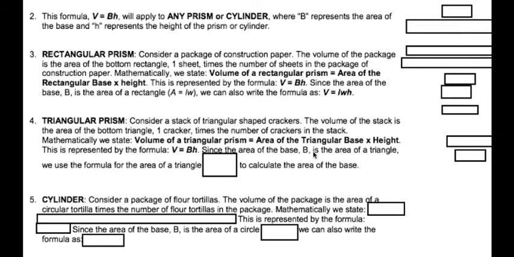Since the area of the base B is the area of a triangle, we can use the formula for the area of a triangle, which is base times height divided by 2, to calculate the area of the base. Then we would multiply that area of the base times its height.